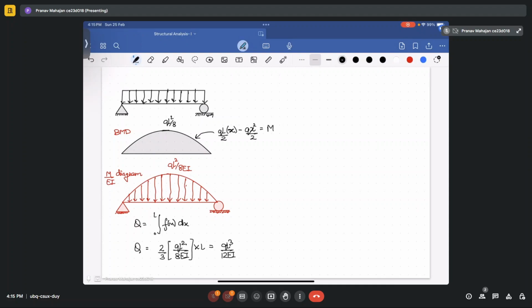Now for the reaction purpose, suppose this is your AY, AX, BY. Your AY is equal to BY, which will be equal to qL cube upon 24 EI.